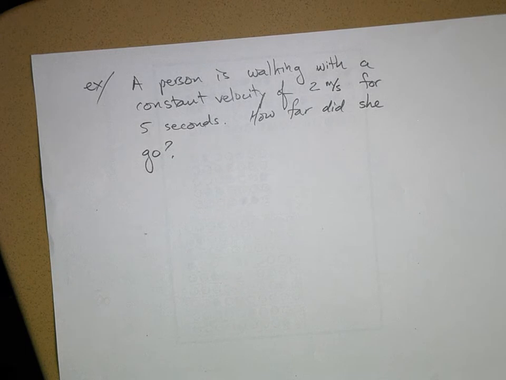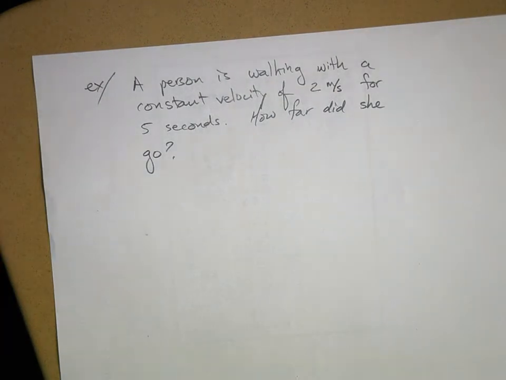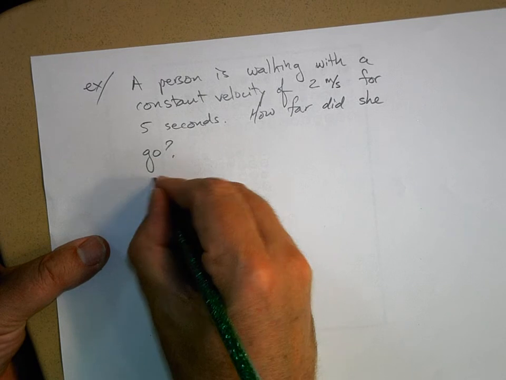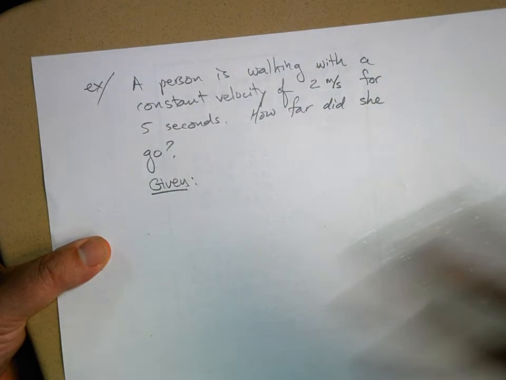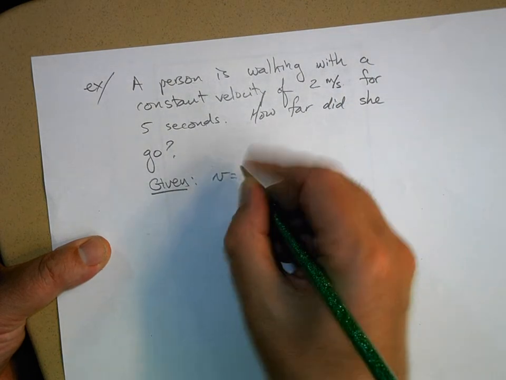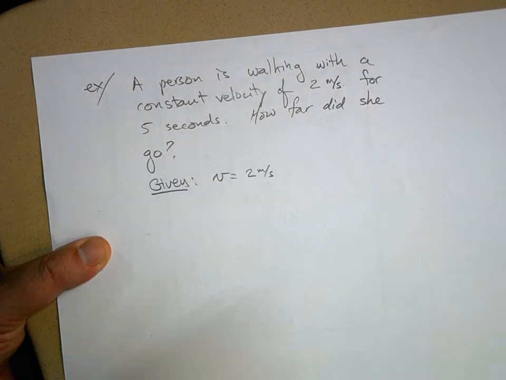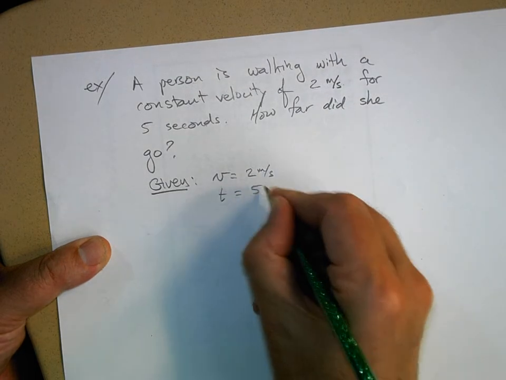So this is a really simple problem. But this is AP physics. So we're going to take the obvious and simple and make it as complicated as possible. All right, so I'm going to set this up with given. We're going to use the variables we've been using. The person is walking with a constant velocity of 2 meters per second for 5 seconds. So V equals 2 meters per second, and T equals 5 seconds.